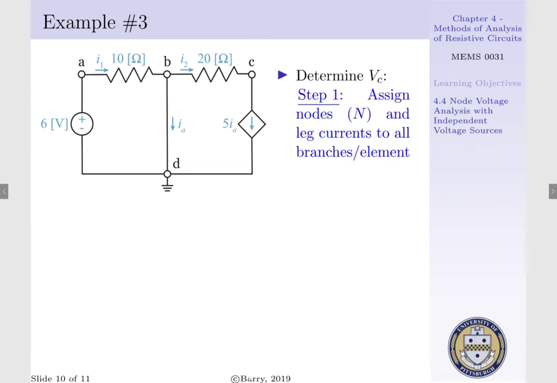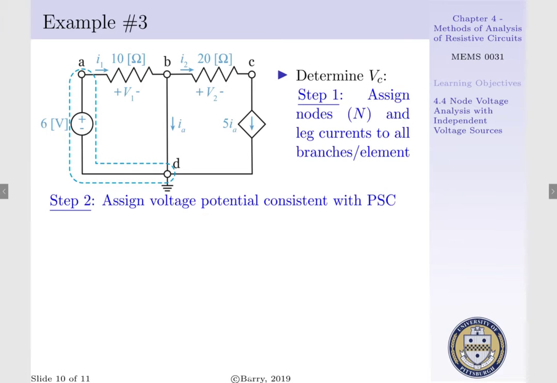Step 1 is to assign our nodes, which were already given as A, B, and C, where D is ground, and our line currents. I1 runs through a 10 ohm resistor, which exists between nodes A and B, and I2 runs through a 20 ohm resistor, which exists between nodes B and C.